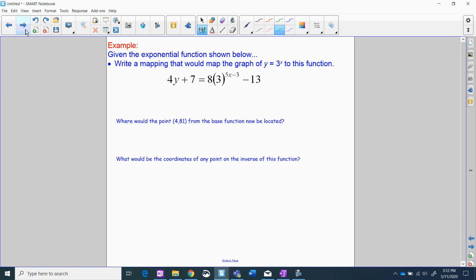Okay, so let's look here. I think I've got a couple more examples. We pretty much have all the material covered, it's just a matter of doing a couple more practice ones. So if I had this question, what does it want here? Where would the point (4, 81) now be located? The first thing I need, since it tells us here, is a mapping.